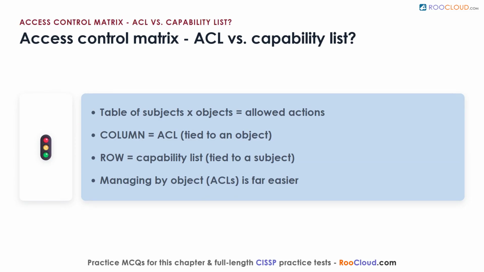That distinction matters for administration. Managing by object through ACLs is far easier than managing by subject, because revoking access to one resource through capability lists means editing every single user who had it. Think of a spreadsheet of who can enter which rooms. Columns describe each room's allowed people, rows describe each person's allowed rooms.